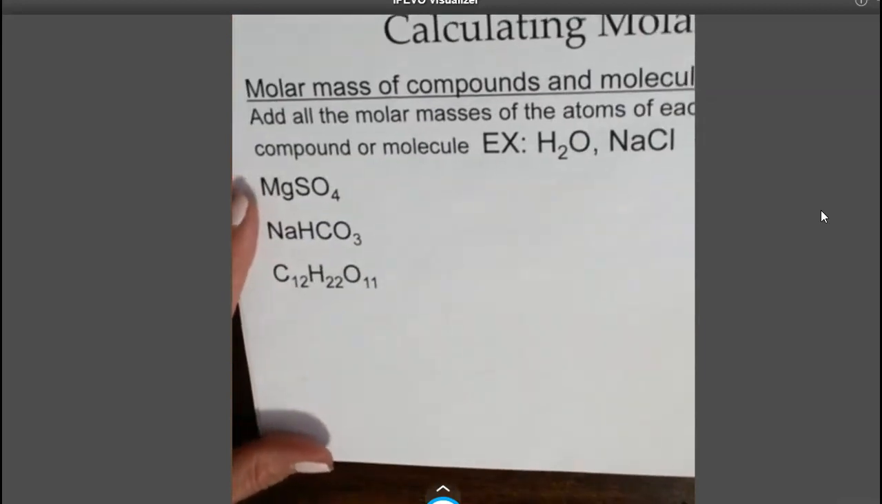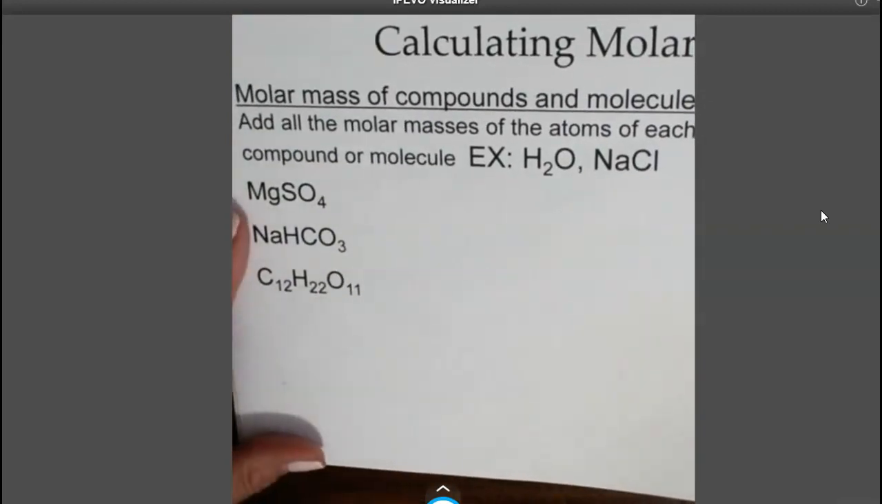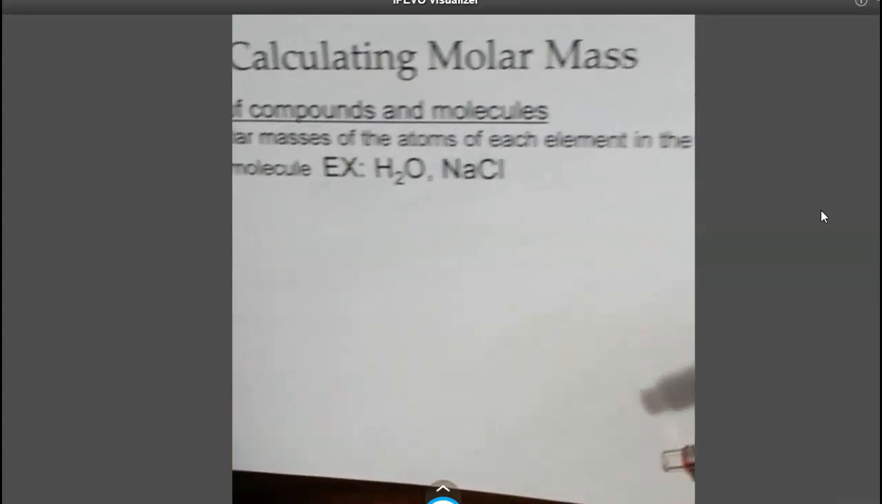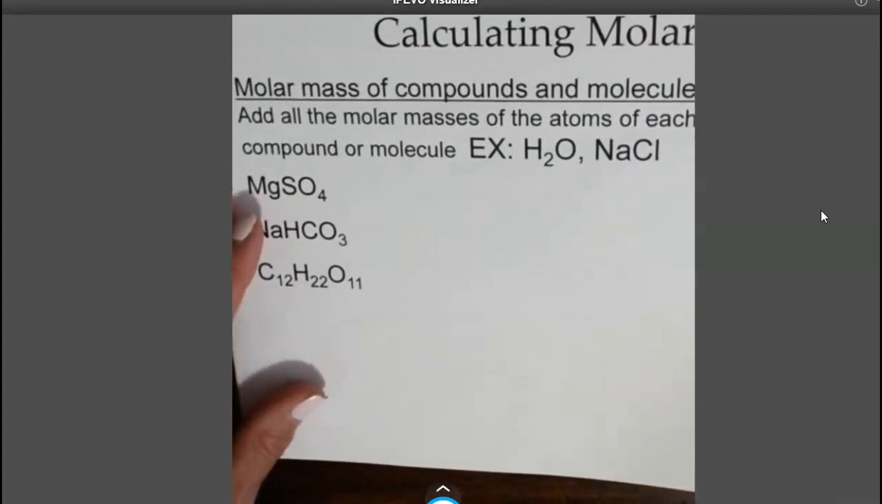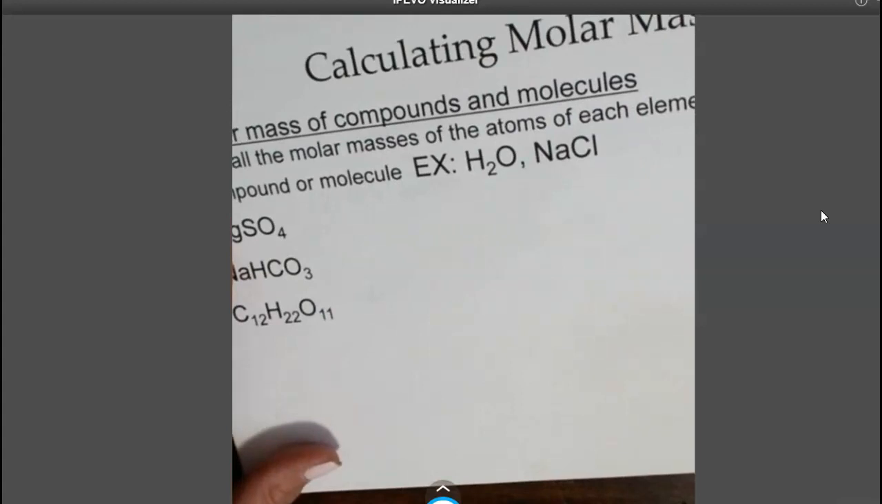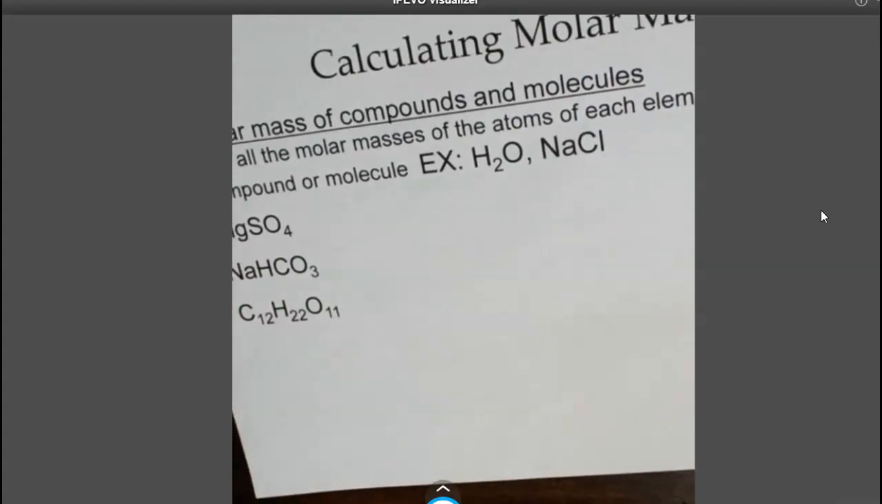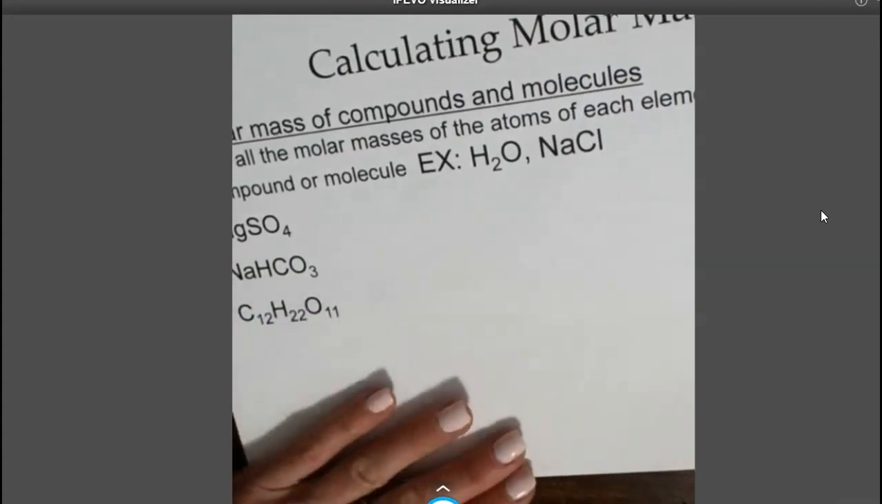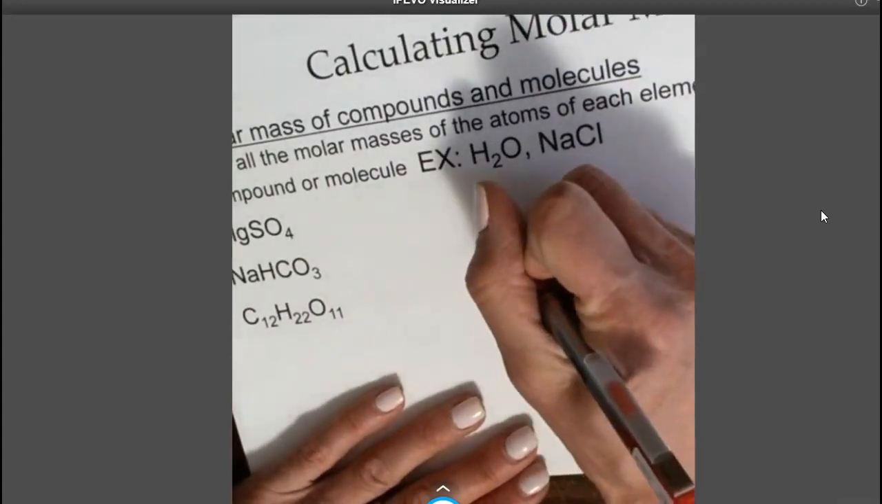Now let's look at finding the molar mass of compounds or molecules. Okay, and again, this PowerPoint is on Google Classroom. So if we want to figure out the molar mass of compounds and molecules, we're going to add all the molar masses of all of the atoms of each element in the compound or molecule. We're going to add it together. I'm just going to show this to you. Again, this PowerPoint is on Google Classroom. You can go back and write more things down.